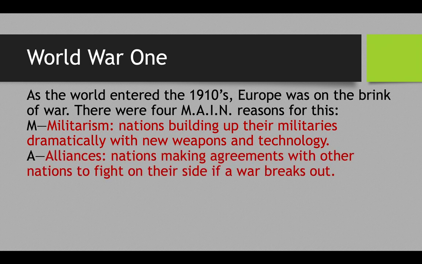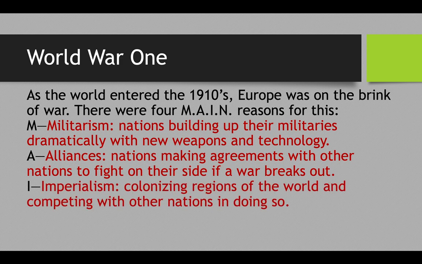Alliances, that's the second long-term cause of World War I. This is when nations make agreements with each other to fight on the side of the nation you're making an agreement with if a war breaks out. So you had several secret alliances forming to where when the war broke out, it wasn't just a war between two countries, but between dozens of countries.